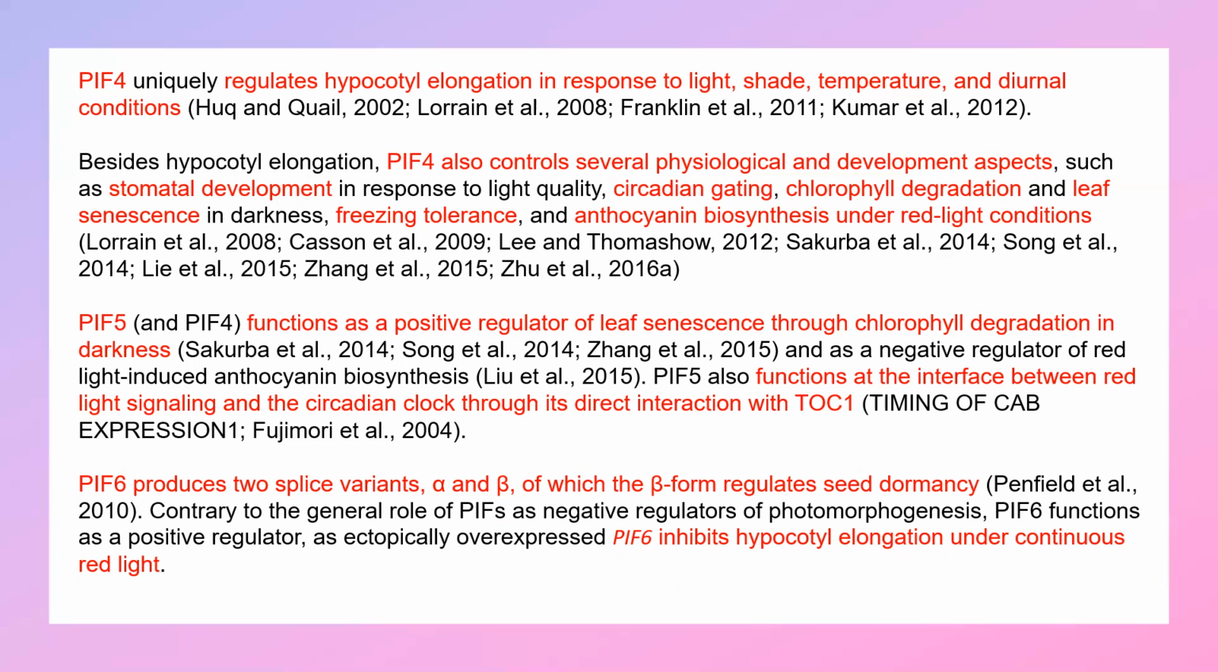PIF5 functions as a positive regulator of leaf senescence through chlorophyll degradation in darkness. It is a negative regulator of red light induced anthocyanin biosynthesis. PIF5 also functions at the interface between red light signaling and the circadian clock through its direct interaction with TOC1. PIF6 produces two splice variants, alpha and beta, of which the beta form regulates seed dormancy. Contrary to the general role of PIFs as negative regulators of photomorphogenesis, PIF6 functions as a positive regulator, and it inhibits hypocotyl elongation under continuous red light.